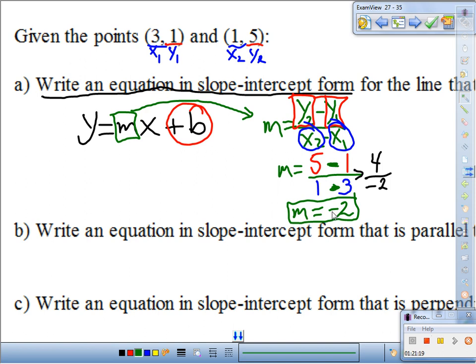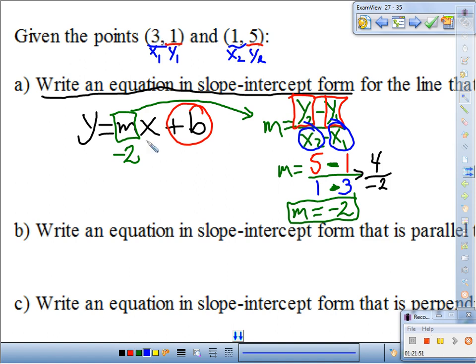Now that I have that, I'm going to substitute that value into my original equation. So here instead of m, what do I write underneath? Negative 2. But I need a y-intercept. Do I have one? No. That means I need to solve for b. That means I need to substitute values for x and y. I need to pick one of these 2 points. Which one do I use, the first or the second? I'm going to use the first.